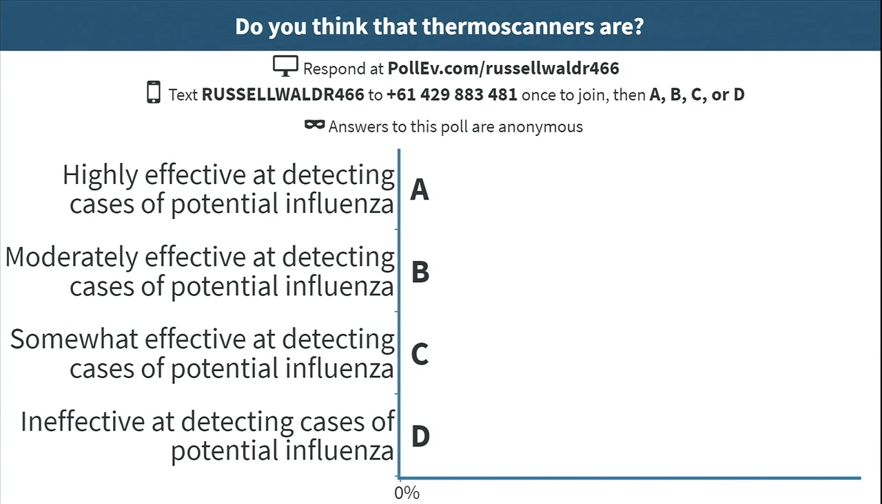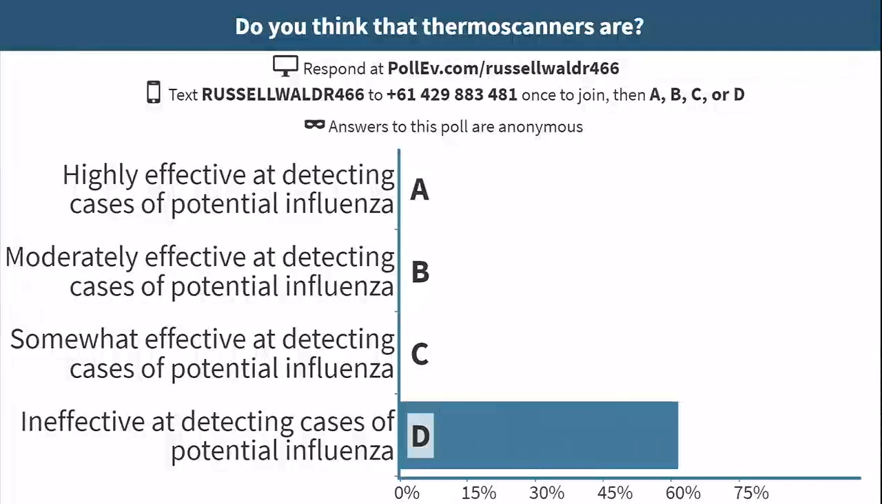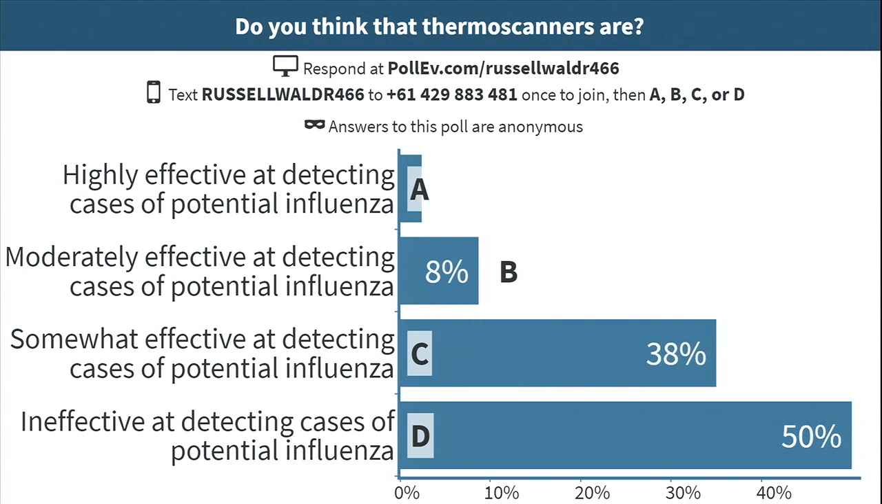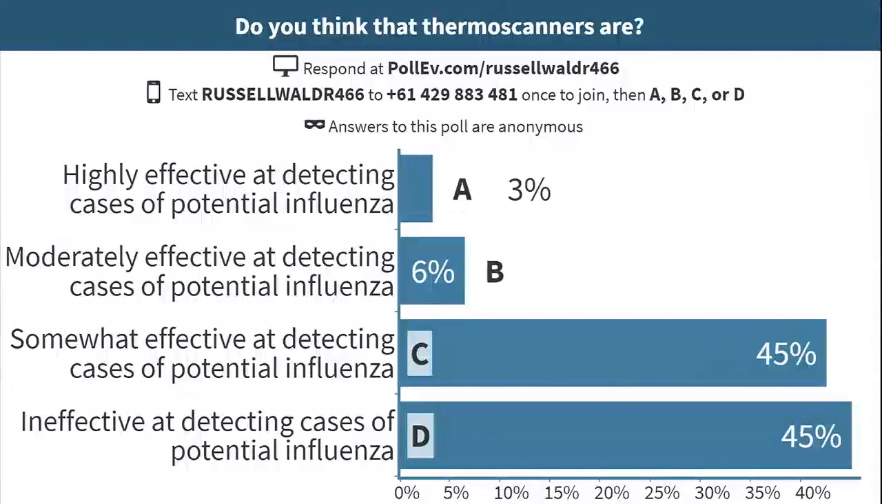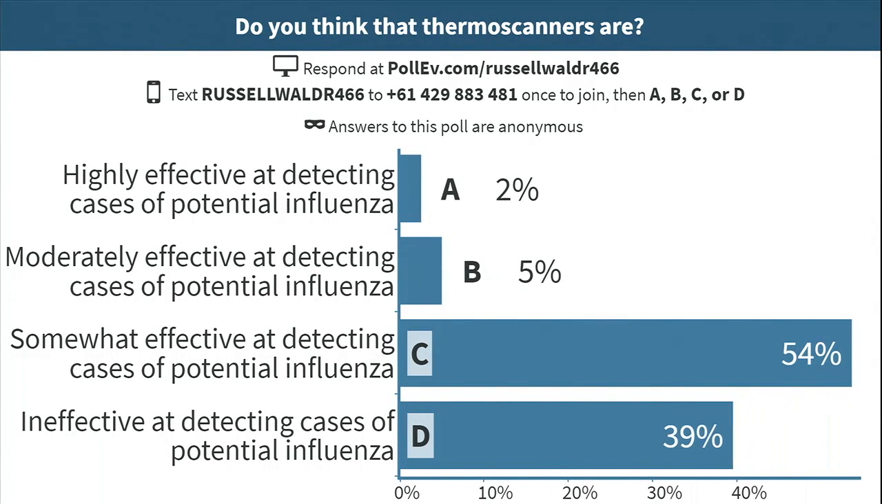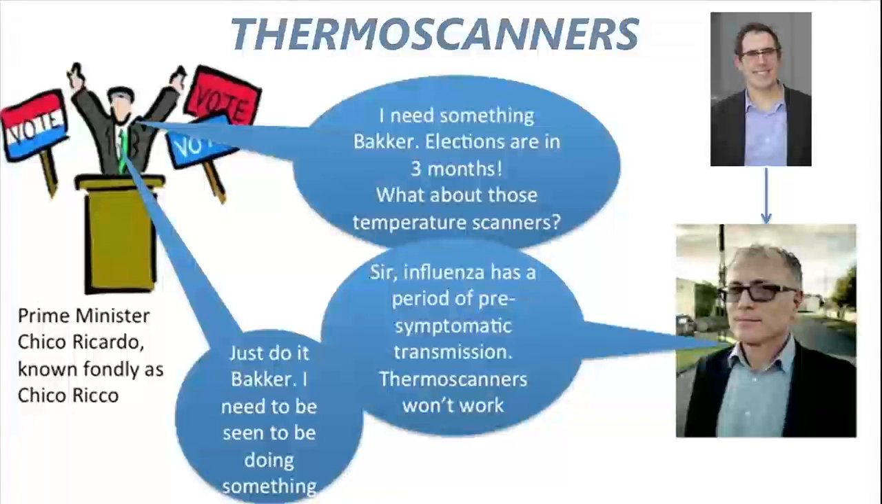Do you think that thermoscanners are highly effective at detecting cases of potential flu, moderately effective, somewhat effective, or ineffective? Bit of a mixed view here. They were very popular, though, in the last question. Contradictory. Okay, we now have Bill Rawlinson also playing the Prime Minister, Chico Ricardo, also known as Chico Rico.